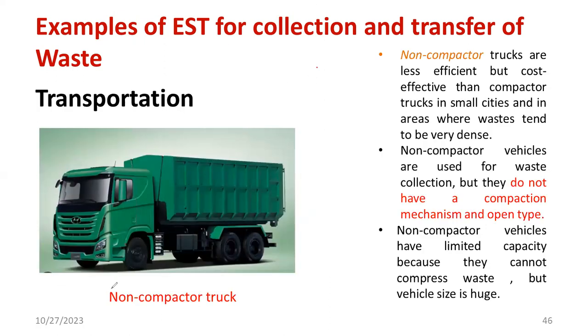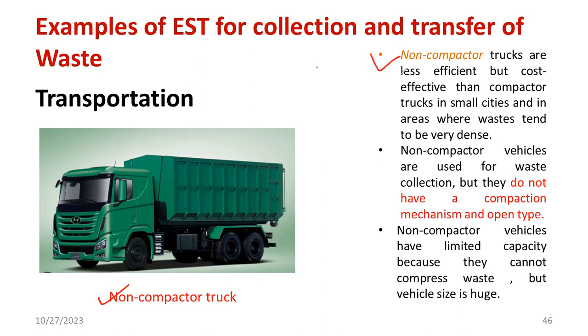There are two types of transportation. One is called a non-compactor vehicle. The other one is called a compactor vehicle. So we'll discuss the non-compactor truck. Initially, as you can observe, the non-compactor truck is less efficient. Why? Because there is no compactor mechanism. It is just like a manual operation. There is no mechanism to adjust the waste to increase the pressure and reduce the volume.